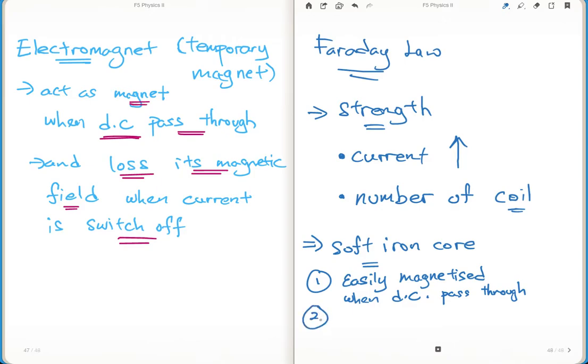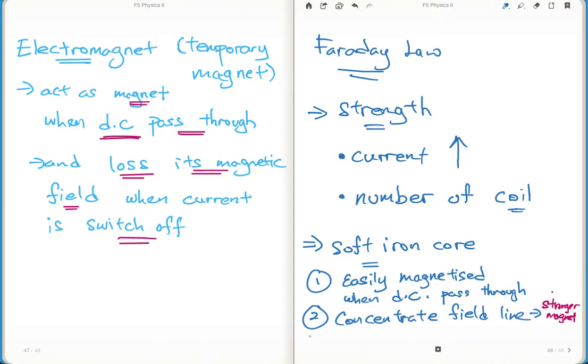Okay, what else? What is the benefit of using soft iron core? Easily magnetized. It will be able to concentrate. I put that into point form; you may jot down your own notes. Concentrate the magnetic field lines, so that you get a stronger magnet.